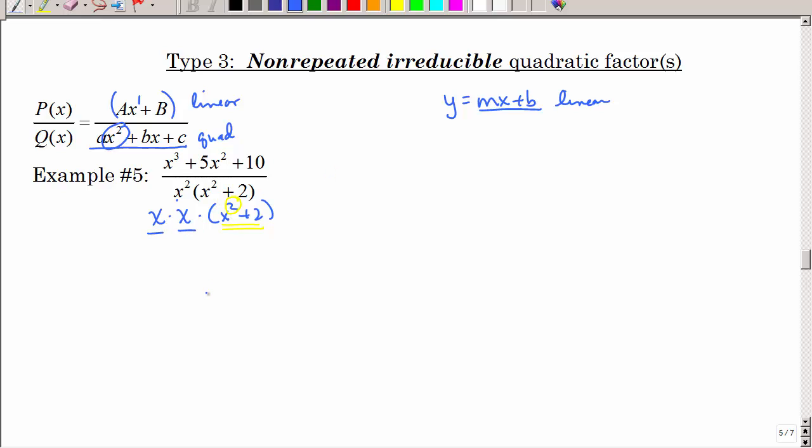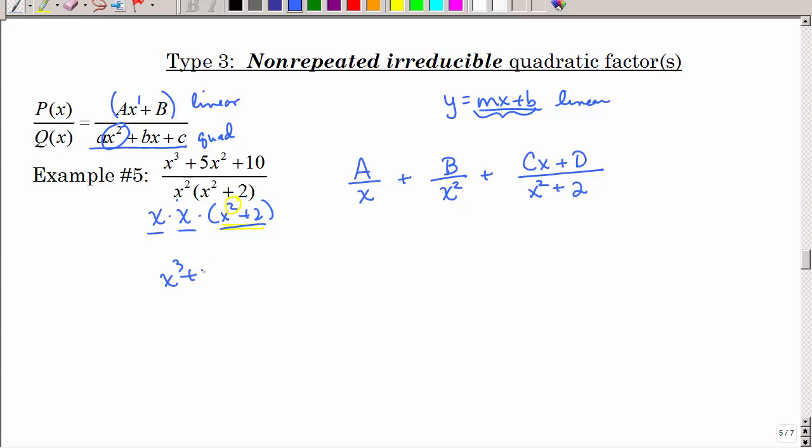Well, first of all, we have repeated linear, so we have A over x, B over x squared, that's the repeated linear from the last lesson, plus the other denominator, this irreducible or non-factorable quadratic. What goes on top of here? Cx plus D. Think about it, we want a line on top of a quadratic. That's our setup.